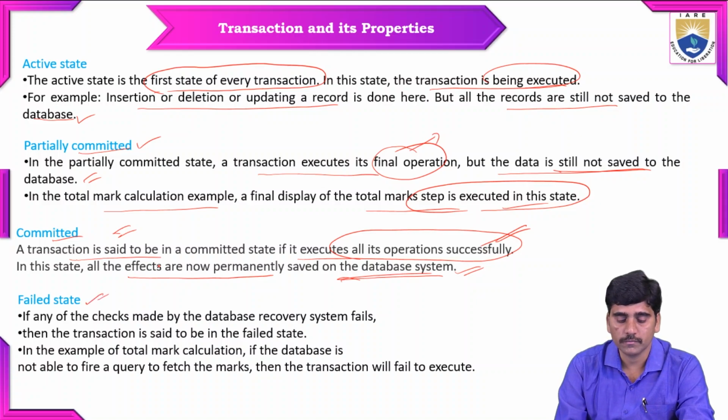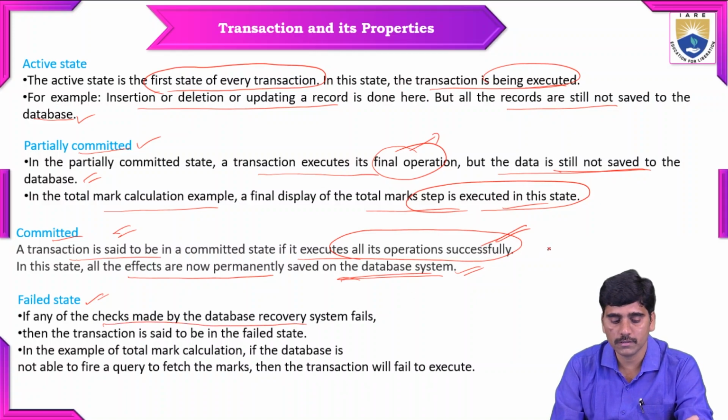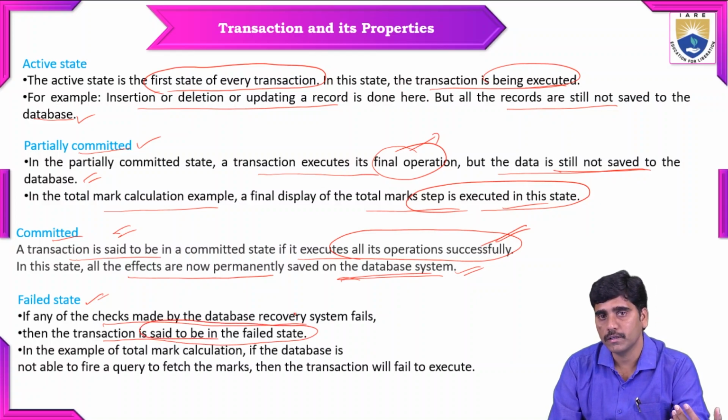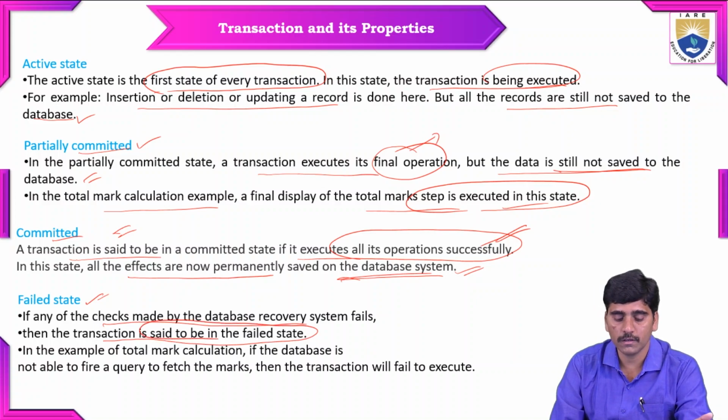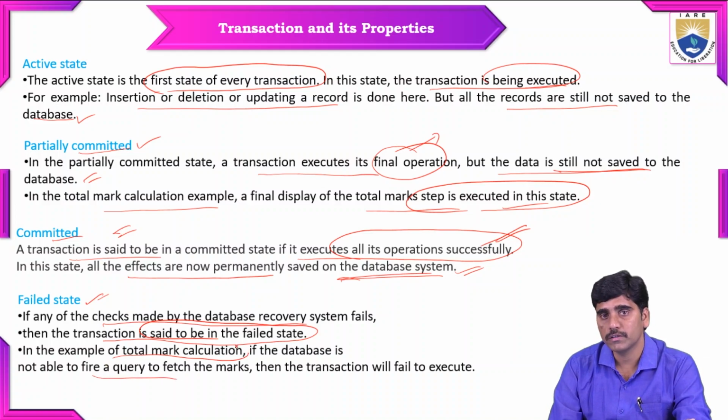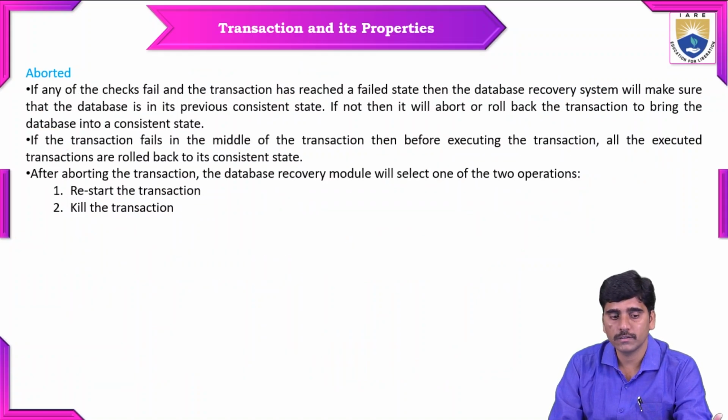Next, failed state. If any of the checks made by the database recovery system fails, then the transaction is said to be in the failed state. So in the example of total mark calculation, if the database is not able to fire a query to fetch the marks, then the transaction will fail to execute. So that is the way of executing the transaction states from one state to another state.